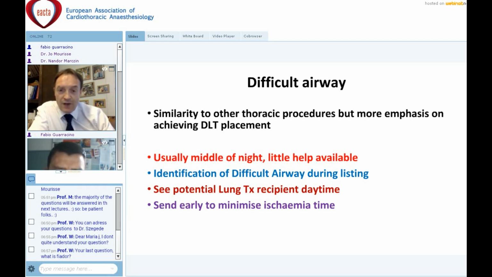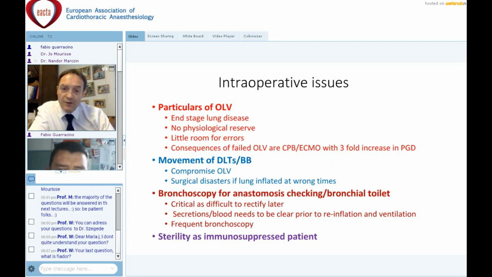The intraoperative issues I would mention are the particulars of one lung ventilation, as these patients have end-stage lung disease with very limited physiological reserve, very little room for error, and the consequences of a failed one lung ventilation would be quite important, as most likely it would require either ECMO or cardiopulmonary bypass, which then has a major impact on postoperative allograft function, primary graft dysfunction, and survival.